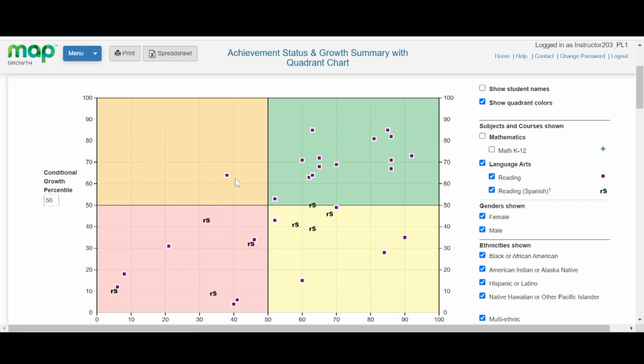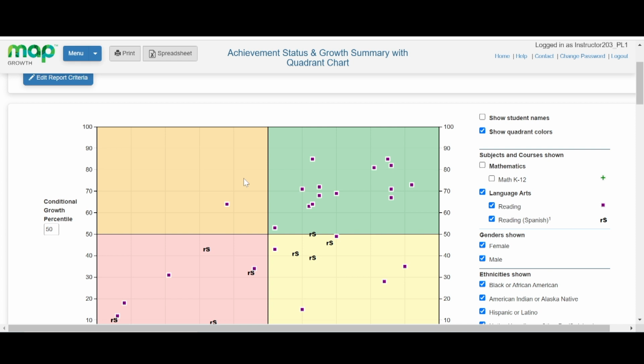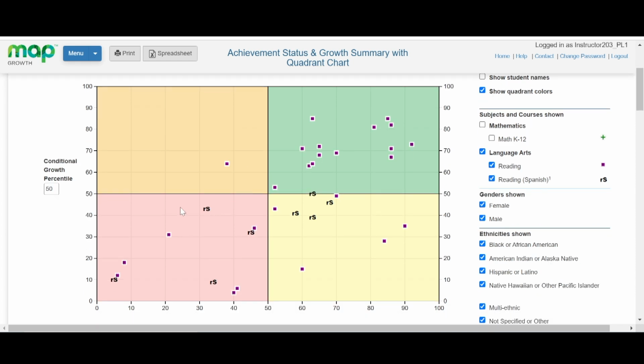So all these individual squares here represents a student in Mr. Bates's class. And these students falling down here in the pink area are students who are not only performing, achieving at below the 50th percentile compared to their peers, they're also not growing at a very fast rate. So these are students who are performing low and not growing, and may be some individual students that we might want to identify for some additional supports.